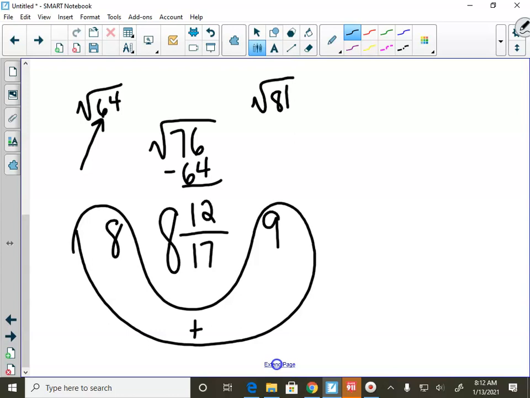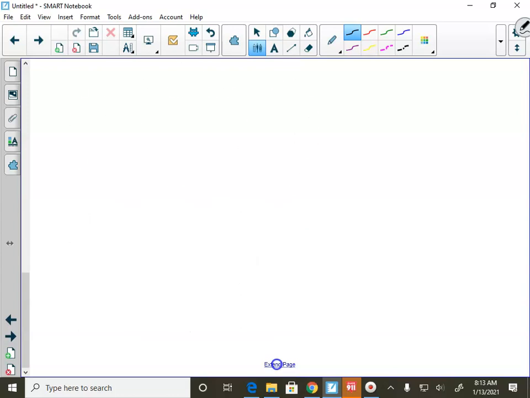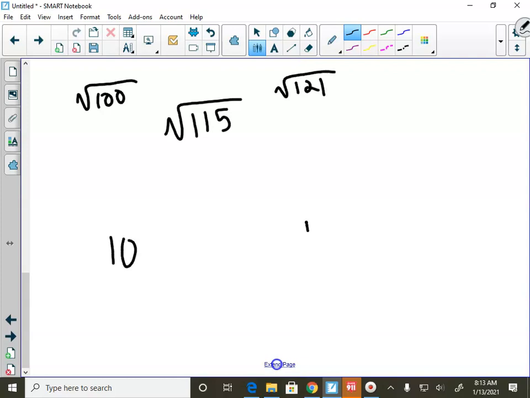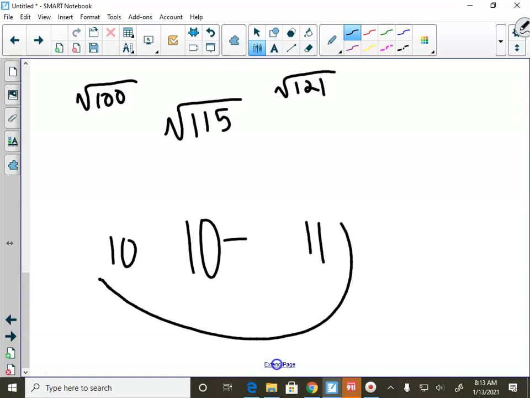All right, let's try another one. This time let's say the square root of 115. So, again, we know that's between the square root of 100, which is 10, and the square root of 121, which we know is 11. So that means our answer is going to be between 10 and 11. Most of the kids in my class, when they do these, like to do this part next. Doesn't really matter what order you do them in, because that, I think, is the easy part for them.